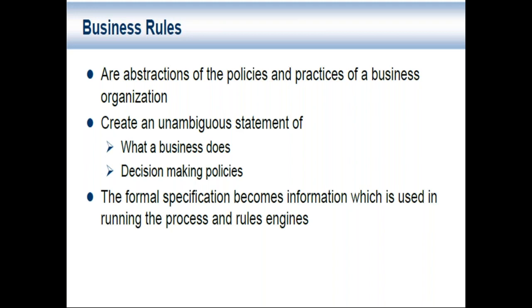And it creates an unambiguous statement of what a business does, its decision making policies. Whatever name we use, whether they are called business rules, validations, or conditions, everything is for making decision policies. For example, to create a bank account, the customer age should be greater than 18. Otherwise we can create a child account, and for that you must have the nominee details. These kinds of policies we can implement through business rules.